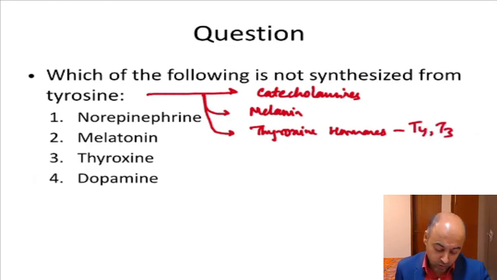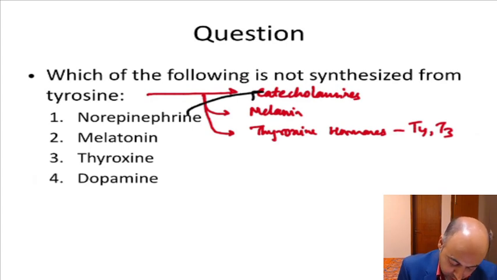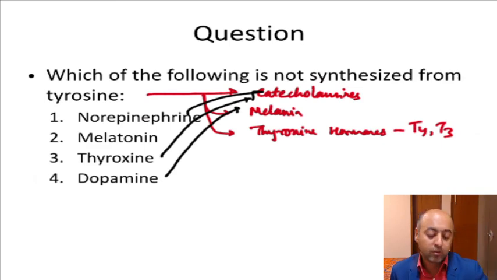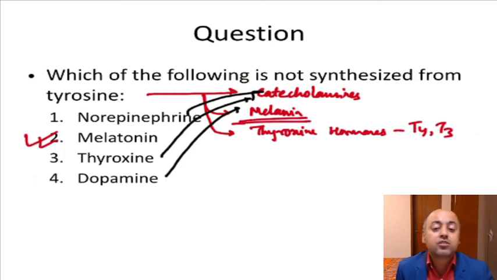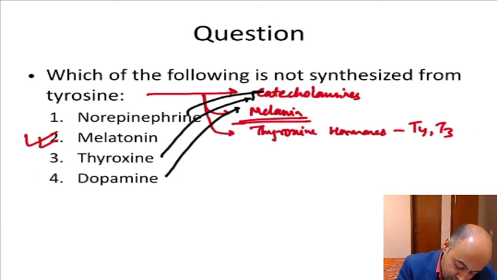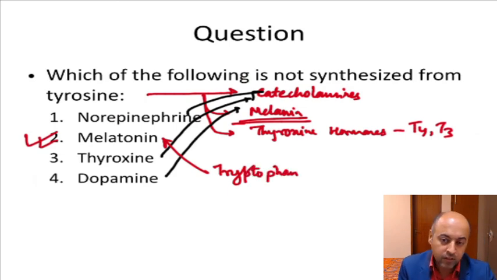So norepinephrine is a catecholamine. Epinephrine is a catecholamine, and in the process dopamine is also formed, which is a catecholamine. So please note, melatonin is not formed, rather melanin is formed. If it is melanin, it will be correct, but it is melatonin. So melatonin is not synthesized from tyrosine, rather melatonin will come from tryptophan.